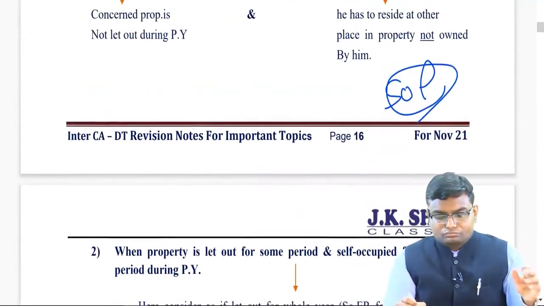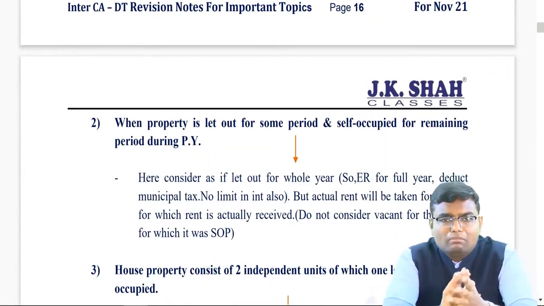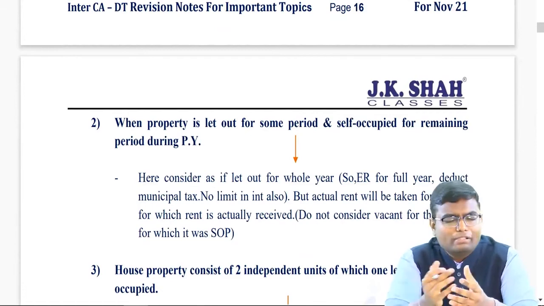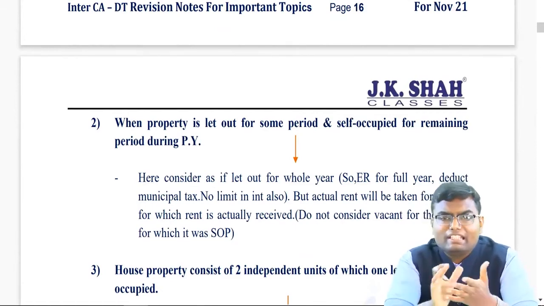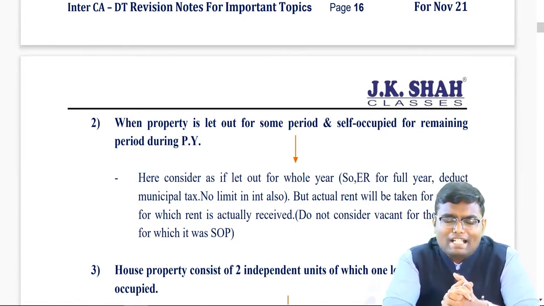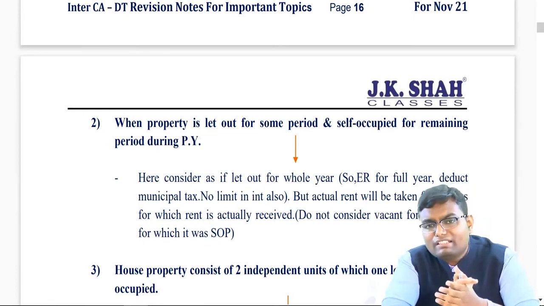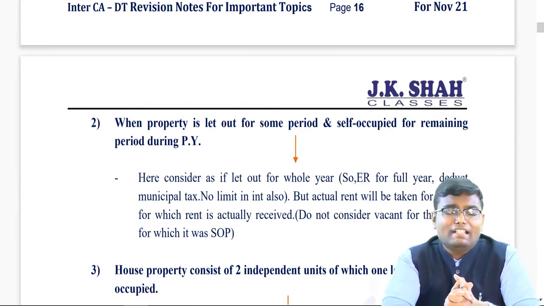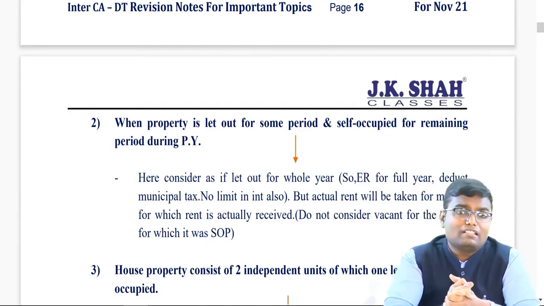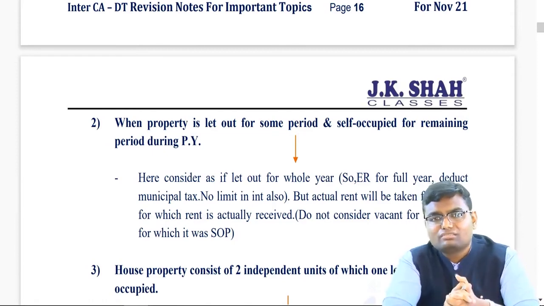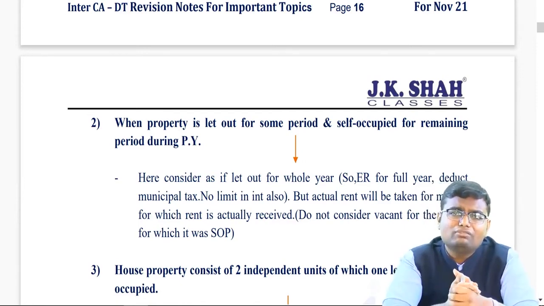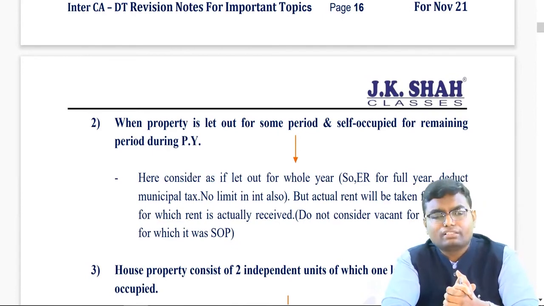Then let's say for 3 months my property was let out and for 9 months I removed the tenant from the property and now I'm staying in that property. So let's say for 3 months it is LOP, for 9 months it is SOP. Now what to do? Because if I'm considering it as LOP, the provisions will change. If I'm considering it as SOP, the provisions will change. The very first thing that will come to your mind is, sir, proportionate calculation, na? 3 months as LOP. Then after that 9 months will be counted as SOP. No, it is not like that.